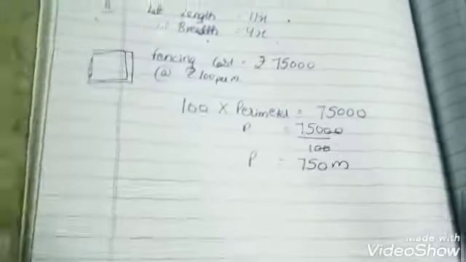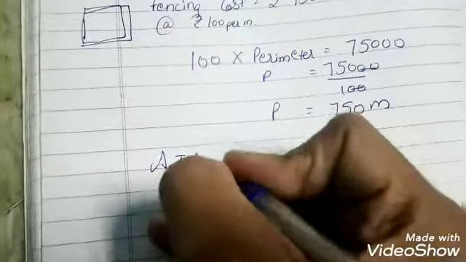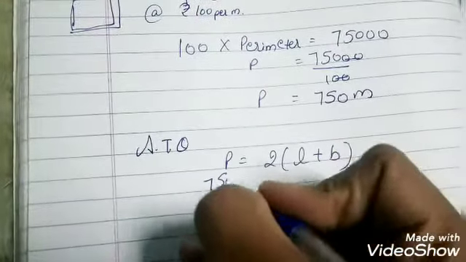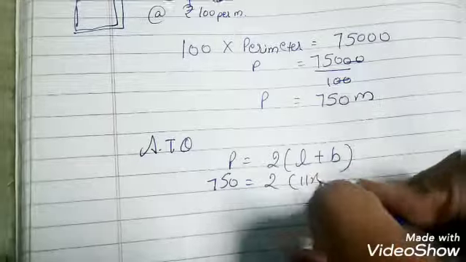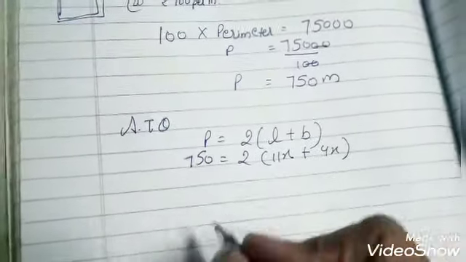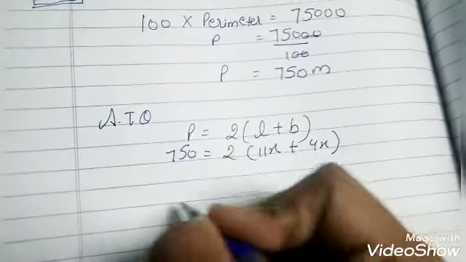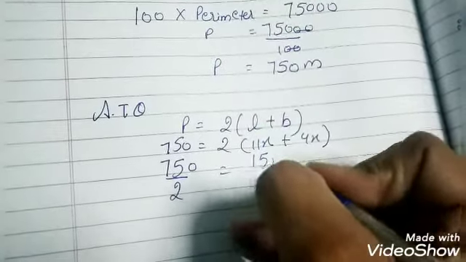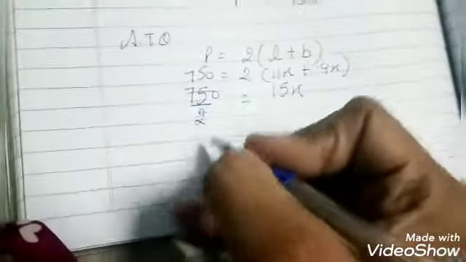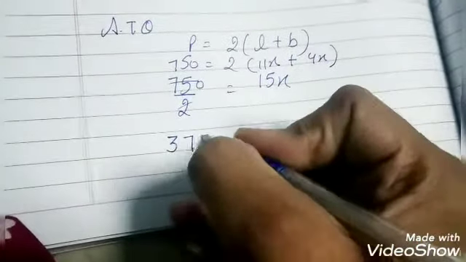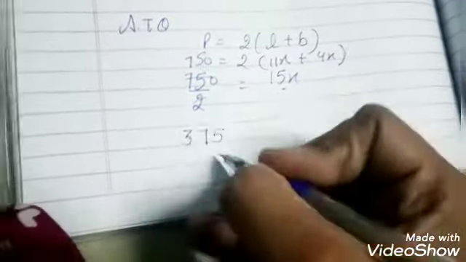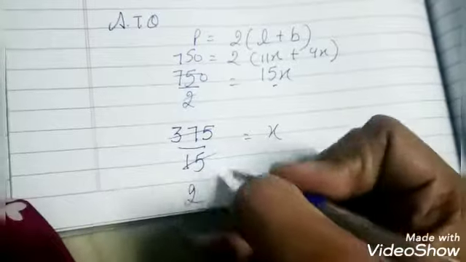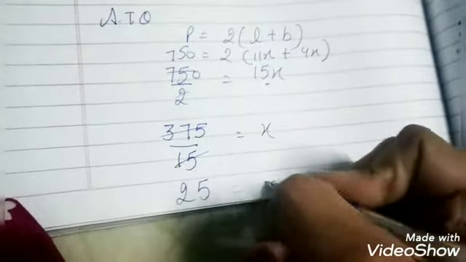meter. So what is the formula of the perimeter of a rectangle? 2 into length plus breadth. Perimeter is given, 2 is given, length is given, and breadth is also given. So this 2 is multiplying here, here it will get divided. This 11 plus 4 will become 15x. Clear? When you cancel this, you will get the answer 375. Now 15 is also multiplying, so here it will get divided. What will be the answer? 15 2s are 30, 75, 15 5s are 75. So what is x coming?